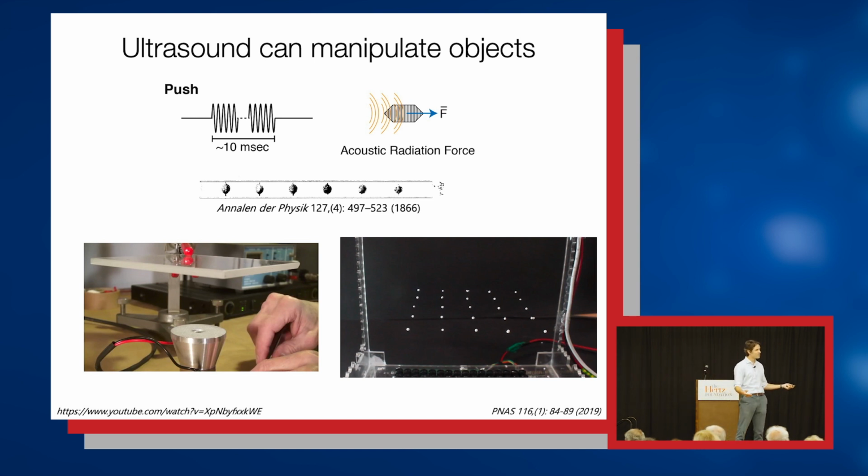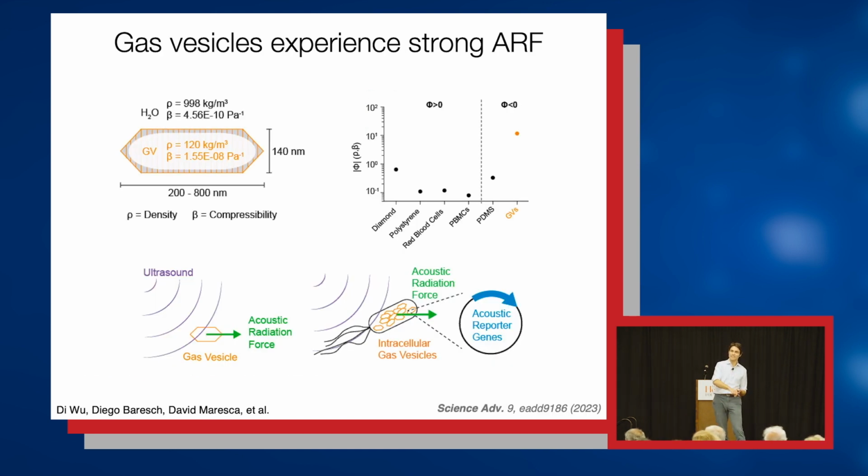So obviously, it would be really cool if we could do this with cells in a genetically selective way. And the thing that lets us do that is the fact that the same properties that make gas vesicles good at scattering sound waves also allow them to experience a strong force under ultrasound. And that's the difference in their density and compressibility relative to the surrounding medium. And in fact, if you calculate what's called the acoustic contrast factor, it's off the charts compared to other types of materials people have tried to manipulate. Again, because air is both less dense and much more compressible than water. And so we hypothesized that we'd be able to use ultrasound to manipulate gas vesicles and gas vesicle expressing cells.